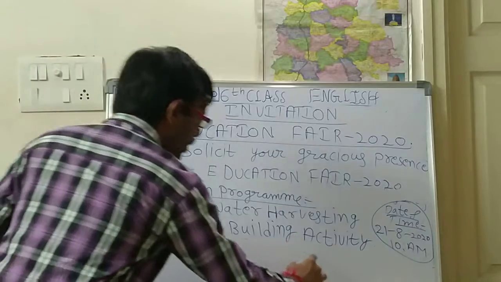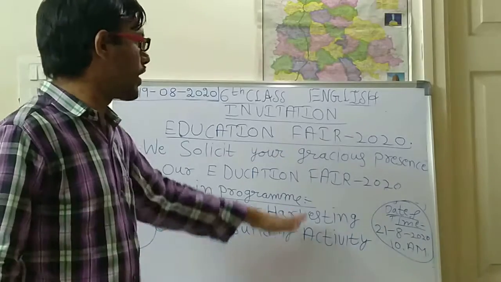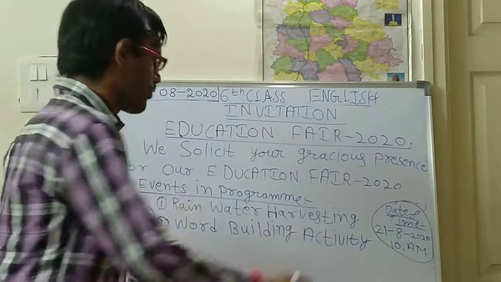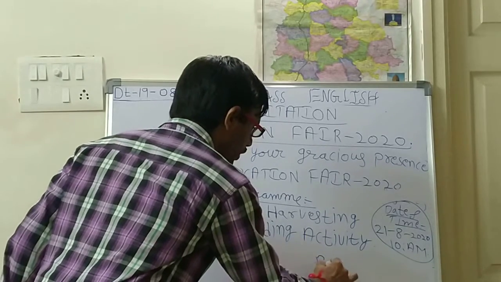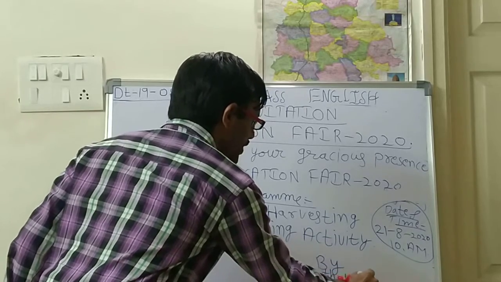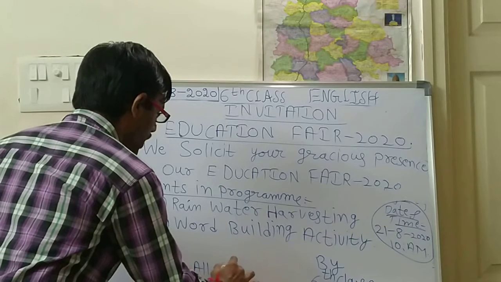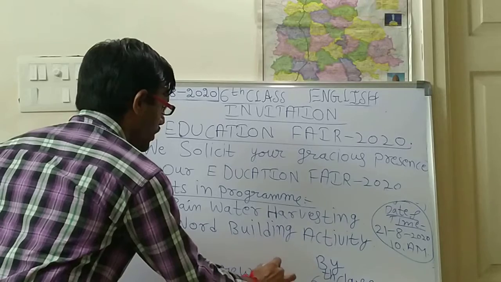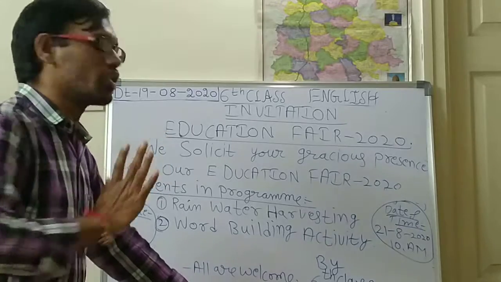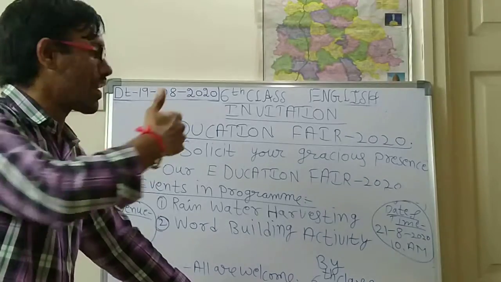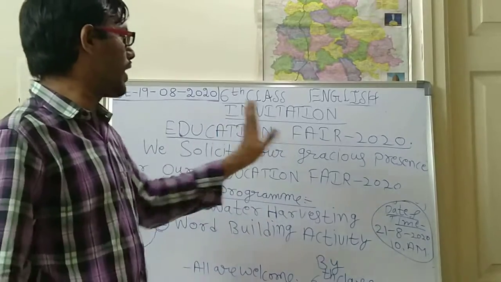Finally, from whom? Who is going to invite to this program? Suppose you are 6th class students and you are going to invite. So you should mention by 6th class, and afterwards you should write here, all are welcome. Like this you should prepare the invitation card. This is the end of the invitation card. I hope you have understood clearly. If not, recall this video once again and you can understand very easily.